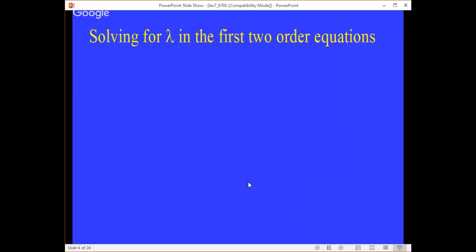Okay, this is the marginal product of capital or the marginal product of labor. This is the marginal rate of technical substitution.